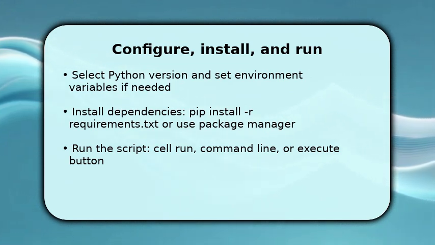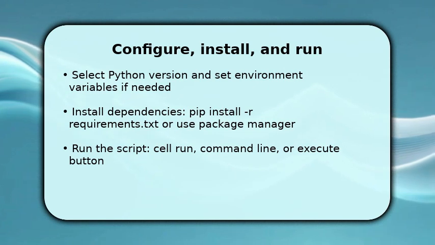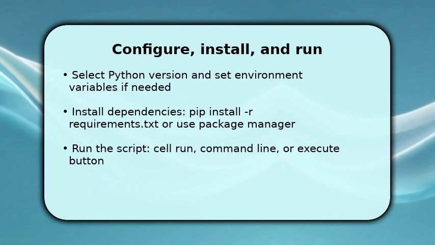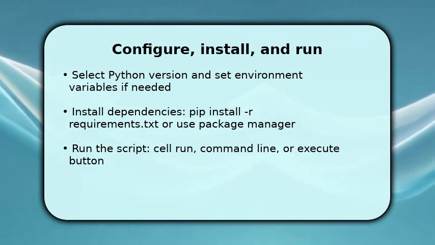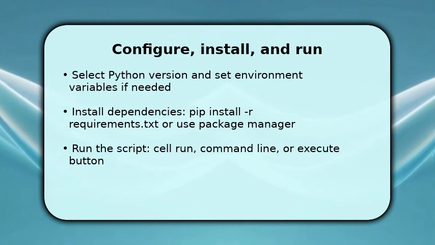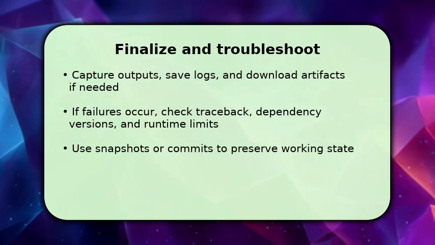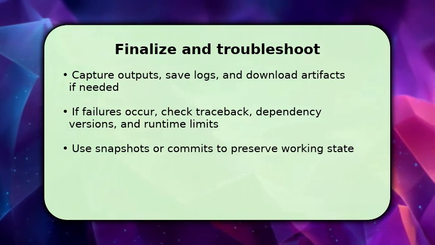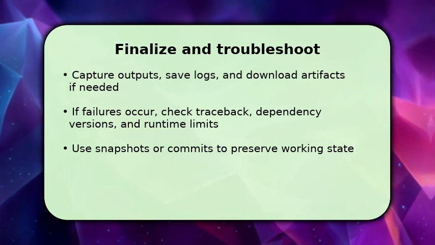Then run your code using the notebook cell, the platform's run button, or a terminal command like python main.py. Monitor the console output for errors and iteratively fix import or version mismatches. This middle stage is where you finally confirm results and preserve your work. Download outputs, save logs, and commit the project snapshot so you can reproduce runs later.